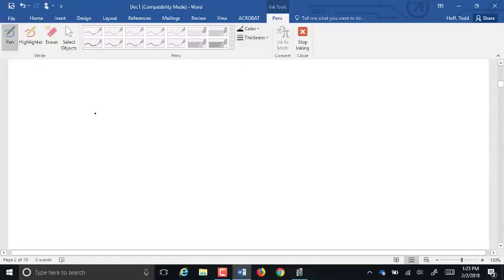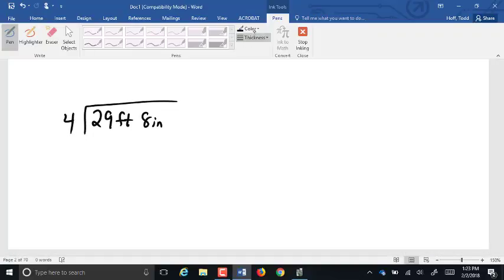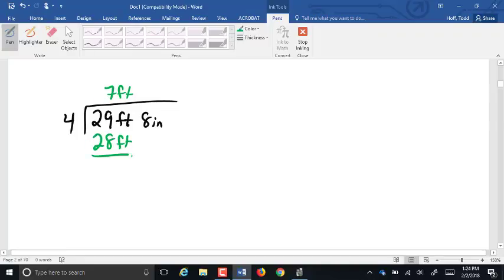We might have 29 feet, 8 inches. So we have 29 feet, 8 inches of material, and we want to cut it into 4 equal pieces. How big is each piece going to be? So remember, division is the only operation that goes left to right. So 4 goes into 29 how many times? 7. That means 7 feet. What is 7 feet times 4? 28 feet. How much is left over?